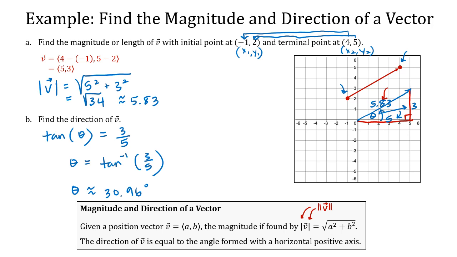So we now have the ability to not only write the vector as a position vector, but we also have the ability, using that position vector, to find the length or the magnitude of the vector, and then also find the direction of the vector.